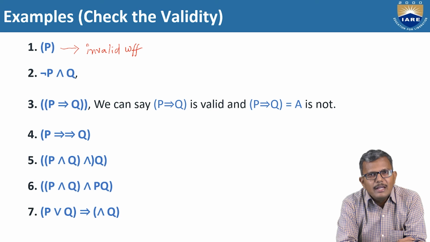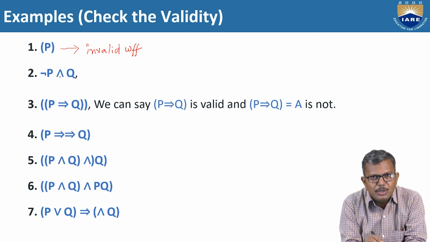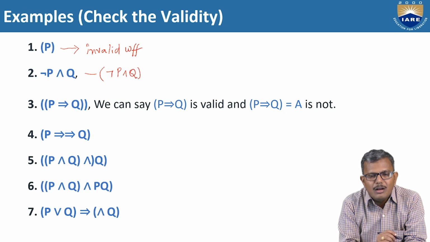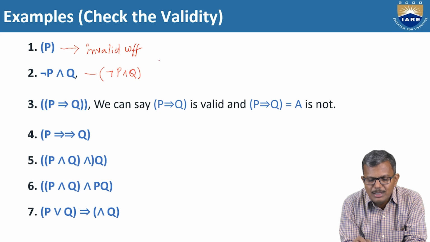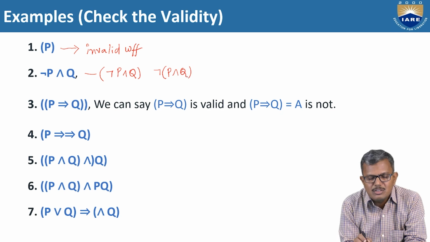Not P and Q. So it is also not a valid statement. Why? Because whenever you represent this one, your intention may be writing this sentence like this, or sometimes your intention may be in this way. There is a lot of difference between these two representations.